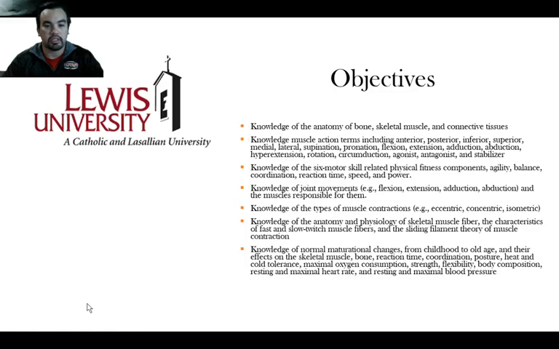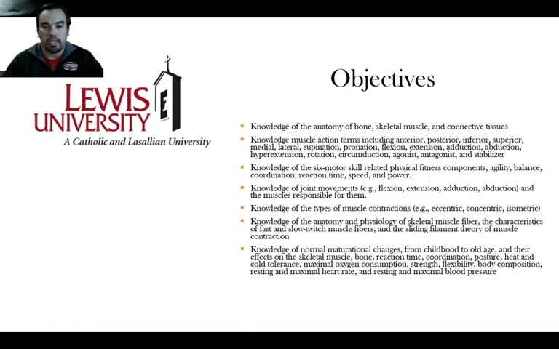So let's get started. Our objectives this afternoon are to gain knowledge in the anatomy of bone, skeletal muscle, and connective tissues, and to gain knowledge in the muscle action terms, including anterior, posterior, inferior, superior, medial, lateral, supination, pronation, flexion, extension, abduction, adduction, hyperextension, rotation, circumduction, agonist, antagonist, and stabilizer. Today we're really going to work on agonists and antagonists along with stabilizers while reinforcing some of those other terms that we learned the first week of class.